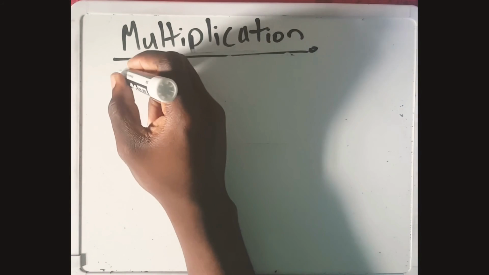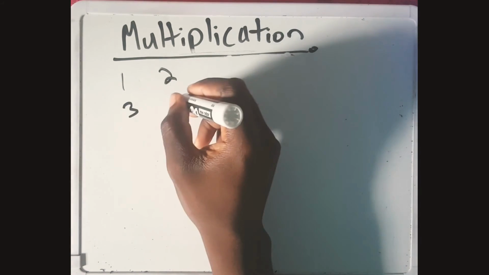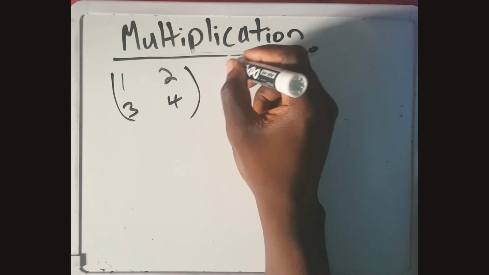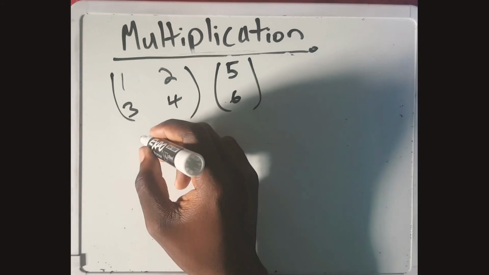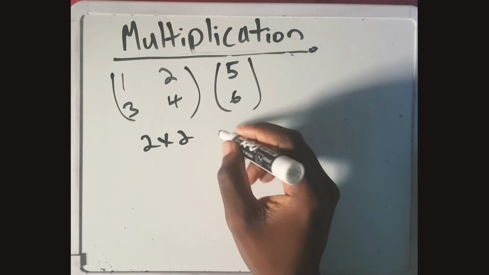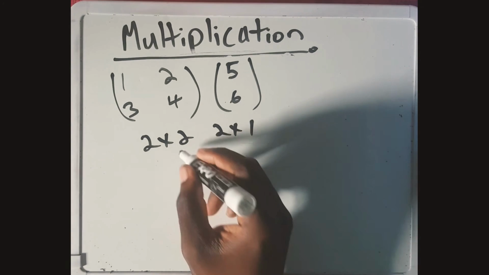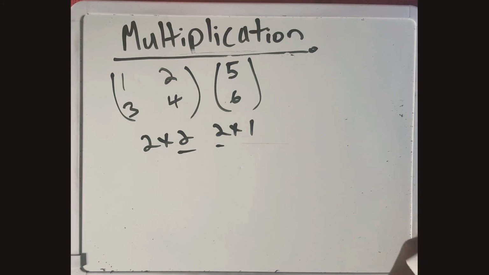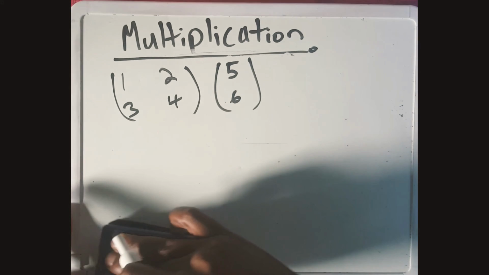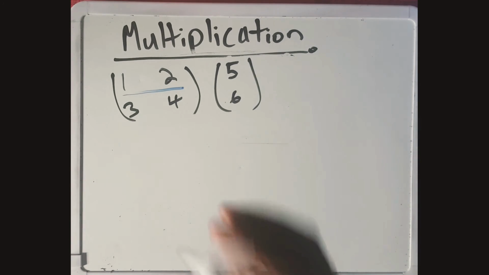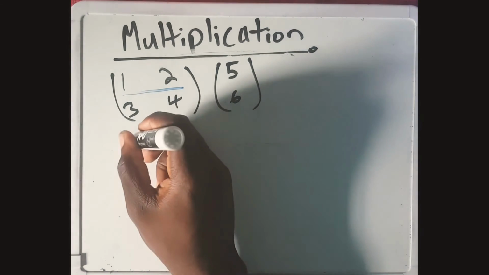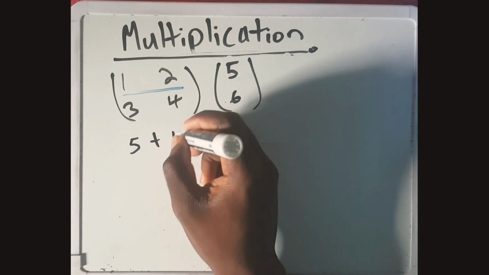Now say you have 1, 2, 3, 4, and 5, 6, and you're multiplying both. Again, this is a 2 by 2, and this is 2 rows and 1 column. We can see that they are compatible. Now, when I multiply these, I will get a column matrix. So let's do that. Again, row by column. First row, there's only 1 column. So 1 times 5 would be 5, plus 2 times 6 would be 12.